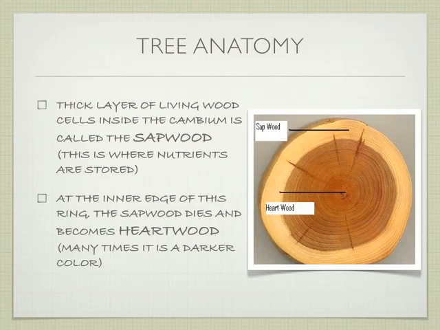So we've got sapwood and we've got heartwood. It's usually darker in color. It's harder to distinguish on some trees, like in this first example, but you can see a distinct color difference. This is a little bit lighter, so that would be the sapwood. This is a little bit darker, so this would be the heartwood.